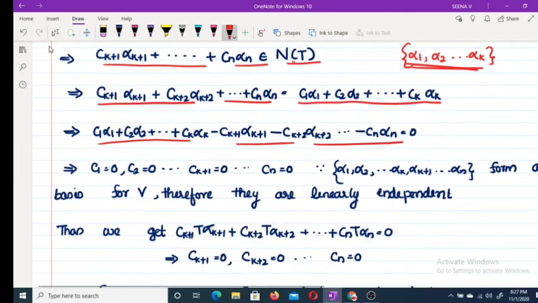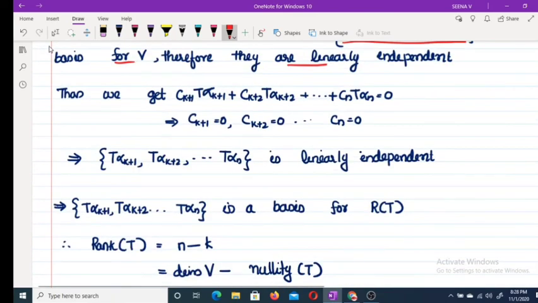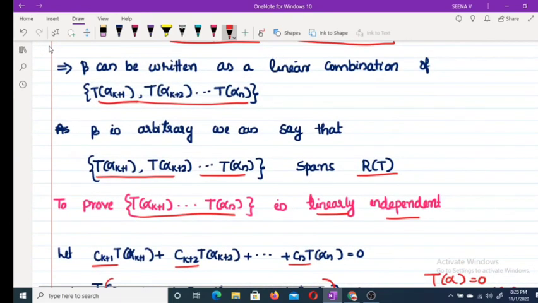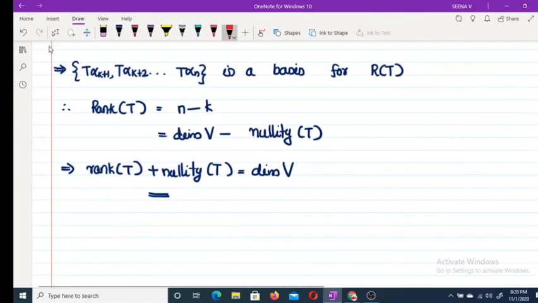But we know that alpha 1, alpha 2, etc., alpha n form a basis for V. Therefore, they are linearly independent, and some linear combination equal to 0 implies all the coefficients are equal to 0. Thus, we get c k plus 1 T alpha k plus 1, etc., plus c n alpha n equals 0 implies the coefficients equal 0. Therefore, this set is linearly independent. Here we get this set spans the range of T, and this set is linearly independent. Therefore, this forms a basis for R(T).